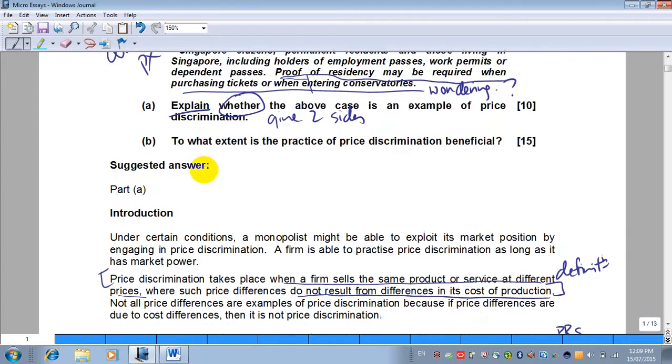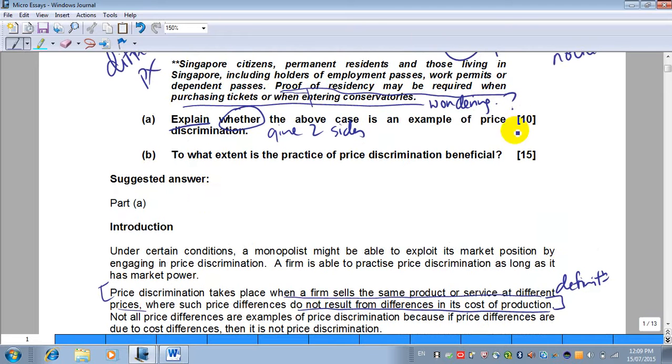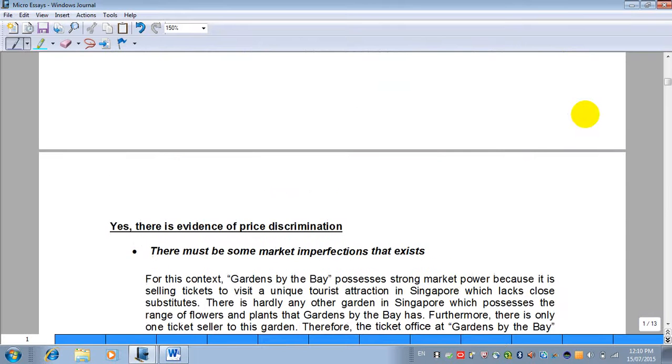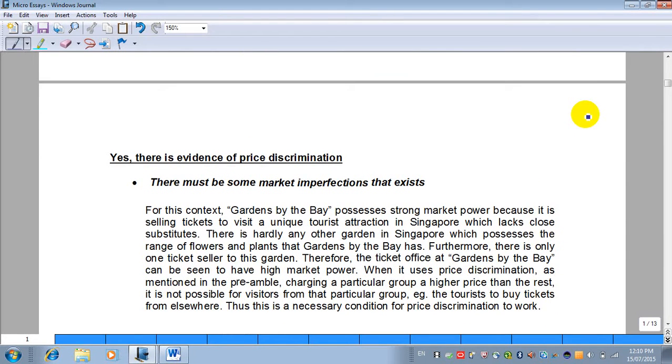Explain whether it's an example of price discrimination. You need to use the conditions. How do you know whether it is price discrimination or not? If the conditions exist, it can help to support that it is price discrimination. If the conditions that allow price discrimination to exist are here, then you can use it to say that price discrimination is happening. Now let's go through some of the conditions.